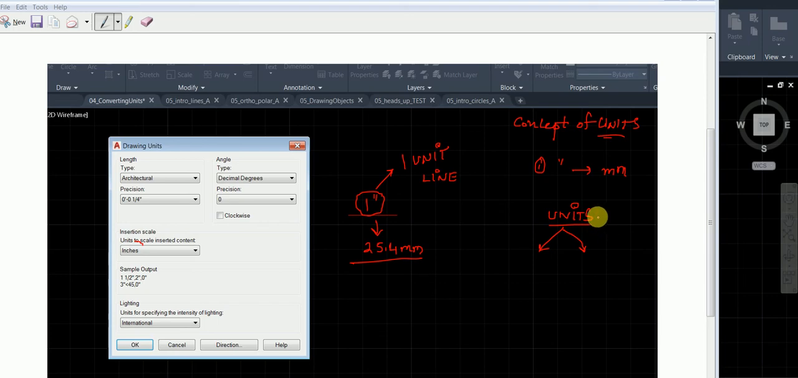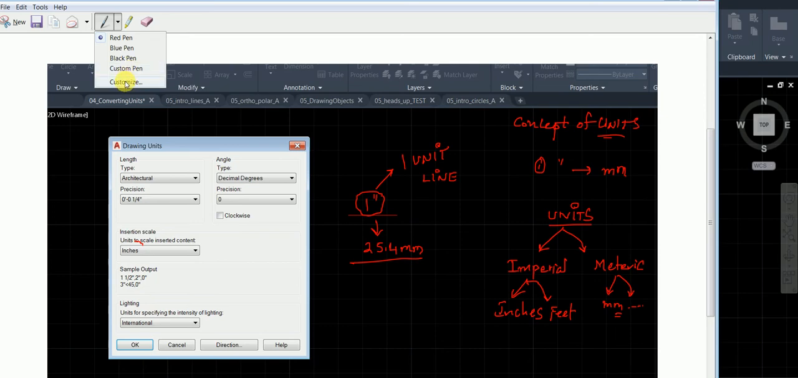Okay, listen. Can I say units are basically two types of units? One is imperial, one is metric. Imperial means what? Inches and feet. Metric is millimeter, centimeter, kilometer, wherever there is meter. Why I taught you this? There is something here. Let me just change the color. This looks good. Just remember this.